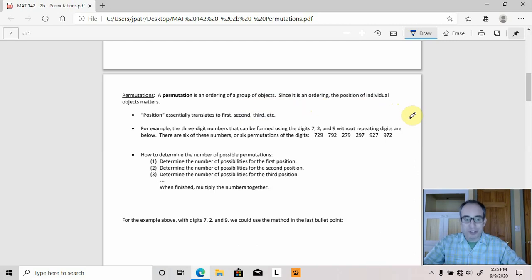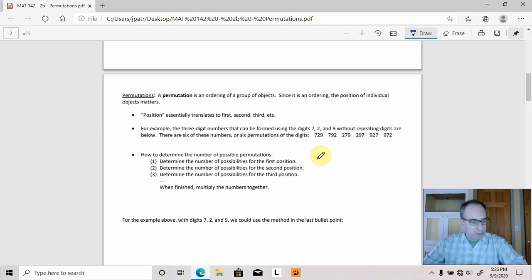The idea with permutations is that order matters. That's the biggest thing here, is that the order makes a difference. So with this example, the three-digit numbers that you can make out of the digits 7, 2, and 9, if you don't repeat digits, the order of the digits matters, right? Like 729 and 792 are different numbers, right? Because this one has a 2 in the 10s place and a 9 in the 1s place, while 792 has a 9 in the 10s place and a 2 in the 1s place. Those are different numbers. Order matters, right? The order that you write the digits in makes a difference. And then these are the 6 options that you get if there are no repeats allowed.